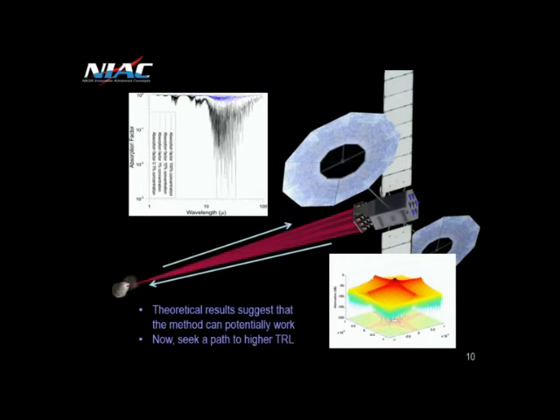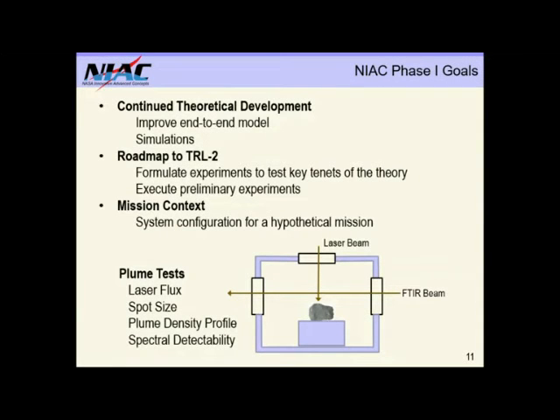Where do we go from here? Well, we need to get into the laboratory and do some experiments, and that's what we're going to hopefully do in phase one. And so I've sort of sketched out some phase one goals here, which include continual theoretical development of our models and different cases and simulations to see different substrates and whatnot.